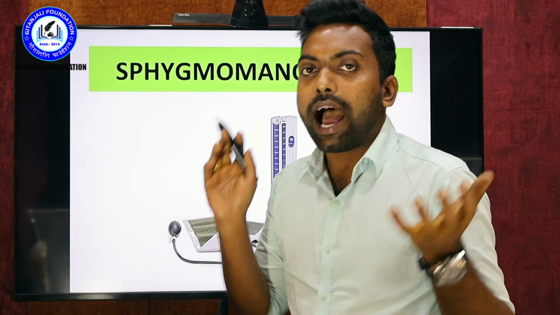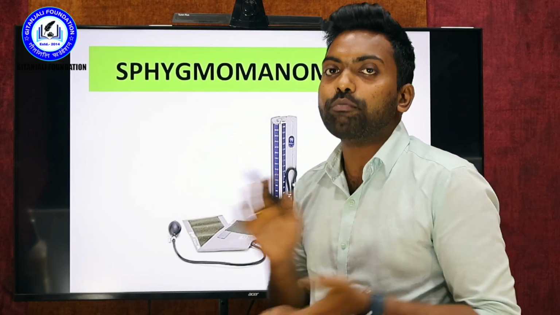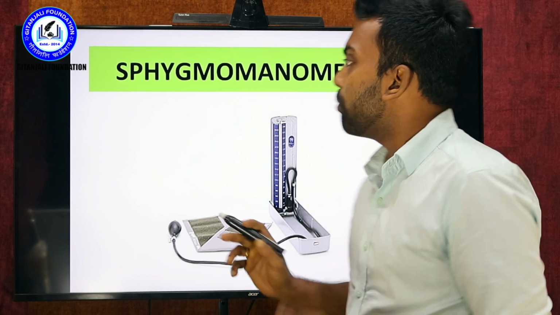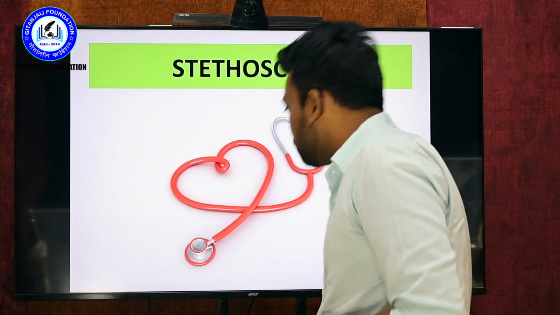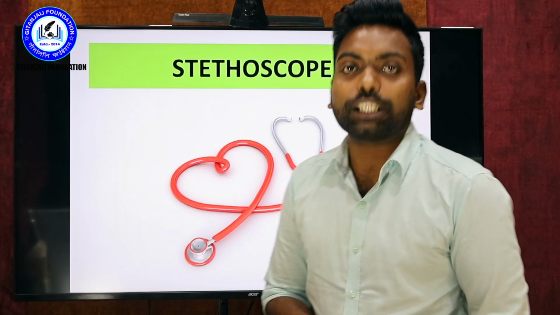As we know, the main tool which gives accurate measurement of blood pressure is nothing but the sphygmomanometer. So this is one tool, and the second one is a stethoscope.